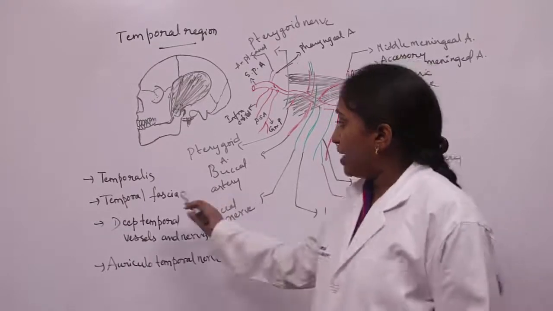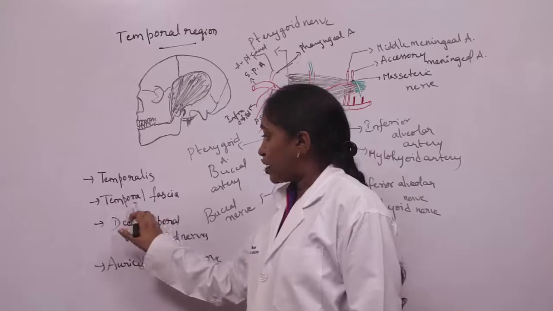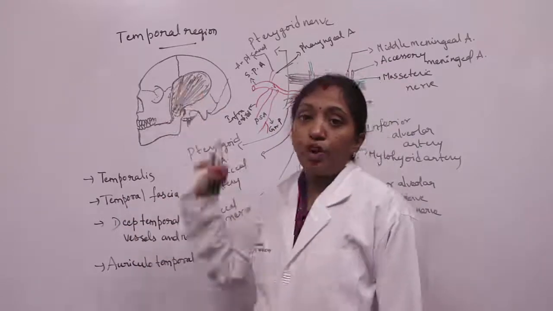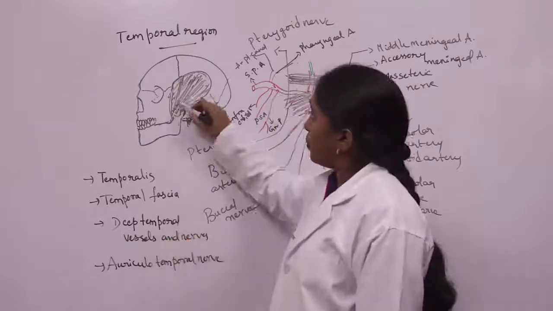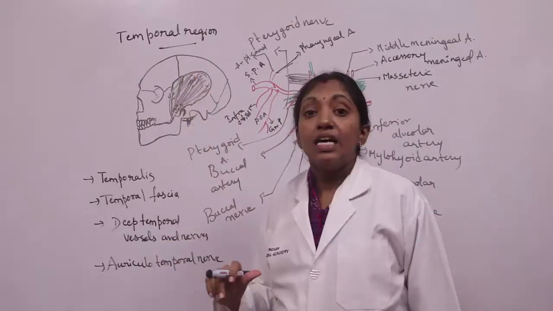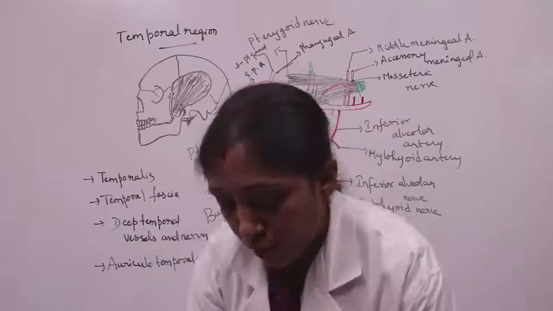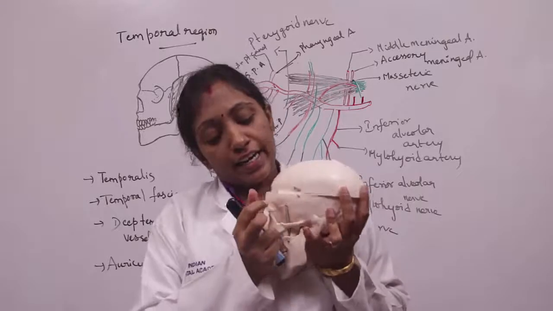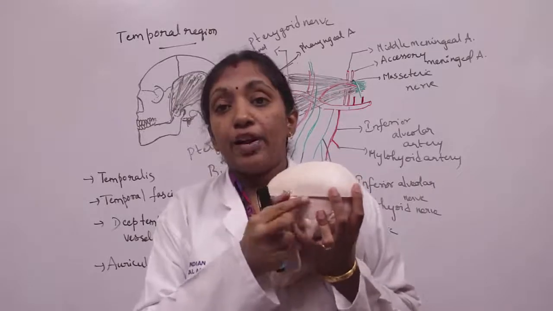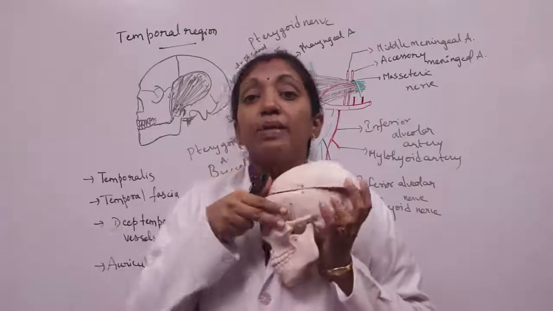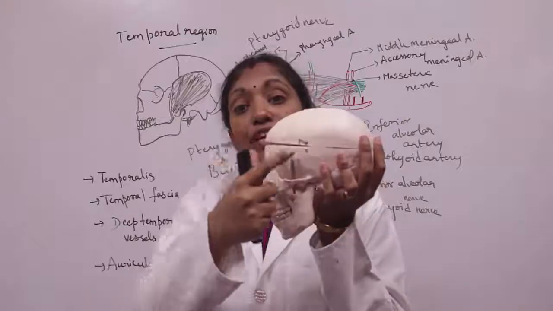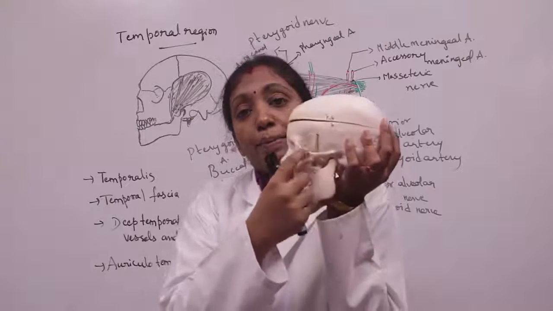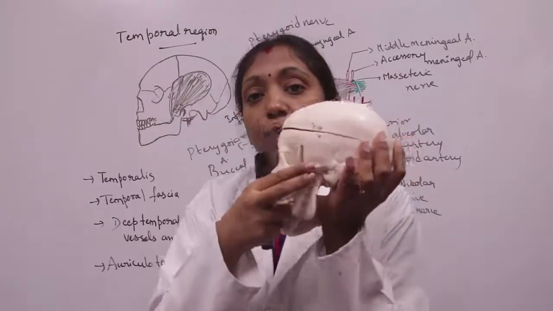Okay. And coming to the next one, that is the temporal fascia. The temporal fascia covers the temporalis muscle. Superiorly, in the upper part, the fascia is single layered and is attached to the superficial temporal line. Below, the fascia splits into two, and it is attached to the outer and inner lips of the upper margin of the zygomatic arch. So this is the zygomatic arch.